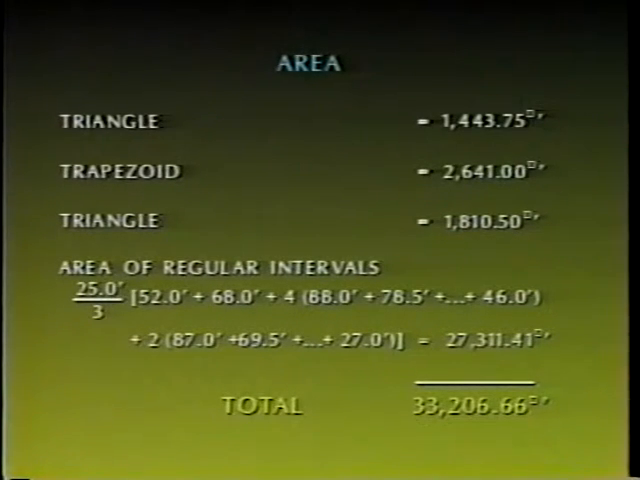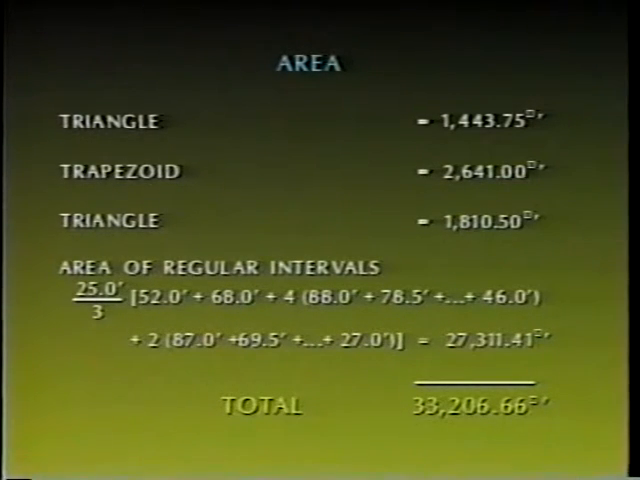Inside the first parentheses, summation of the even offset distances, station 0 plus 80, the second offset, equals 88 feet, plus station 1 plus 30, the fourth offset, 78.5 feet, plus the offset of the 6th, 8th, 10th, and on through to station 4 plus 80, the 18th offset, which is 46 feet.